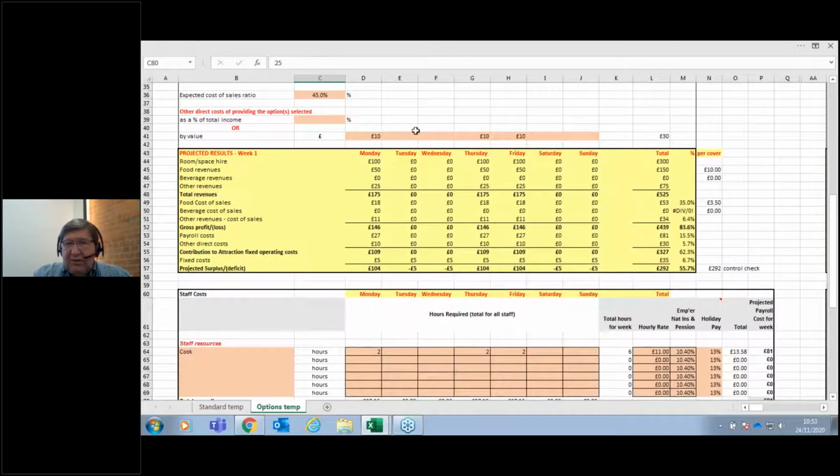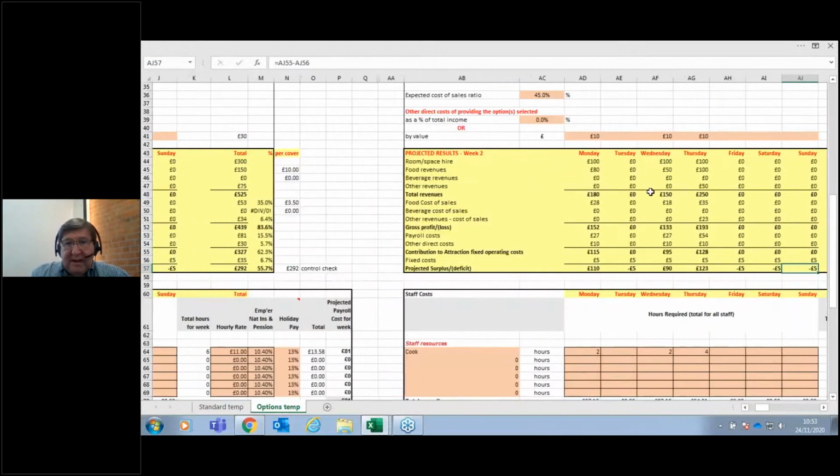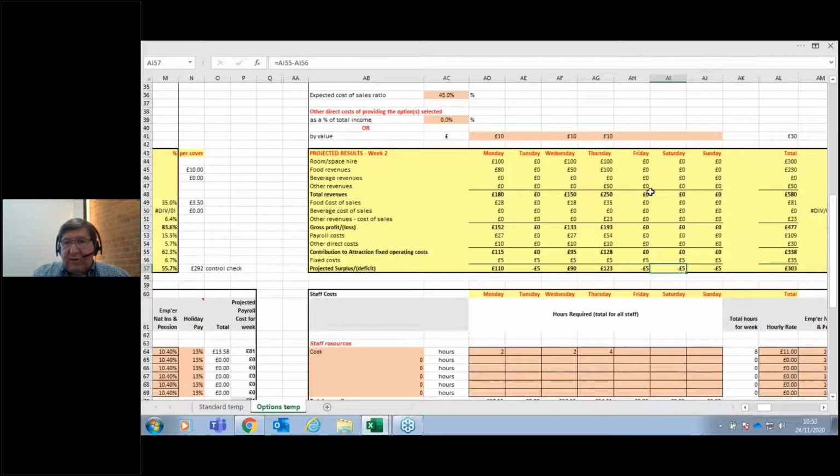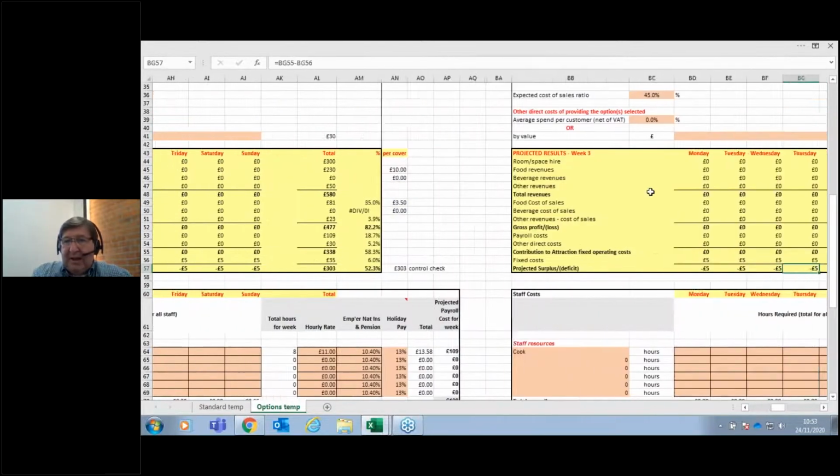And that's all you have to do. And what this is telling us is that even with a modest income in this example of £525, I've got food cost of sales in there of 35%, and payroll costs of £81, I'm going to make 292 quid in that example. And again, you can pull that across for every week and add that down for every week.